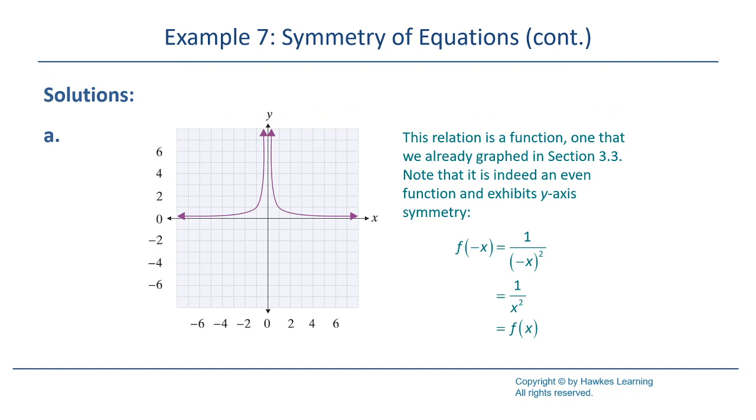But notice with this one, if you plug in f of -x, you get 1 over -x squared. Well, if you square a negative, you're just going to get back a positive. So 1 over -x, all that squared, is just the same as 1 over x squared. Which means that f of x is equal to f of -x. And thus, we get our y-axis symmetry.